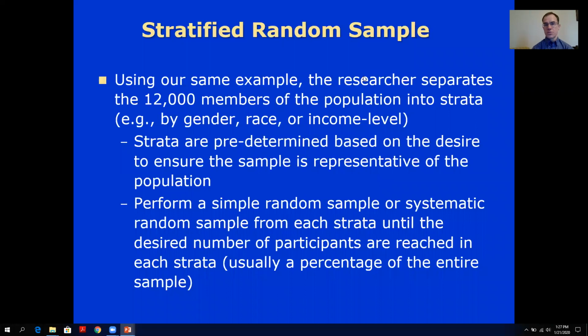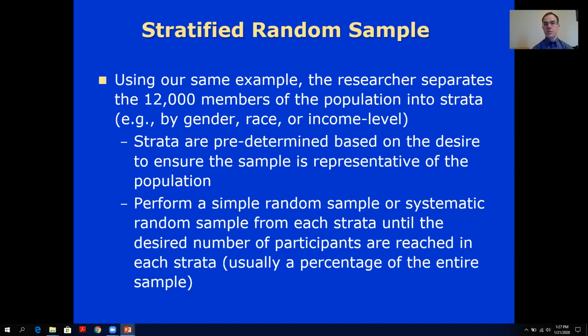Another type of random sampling is called stratified. Using our same example, the researcher would separate the 12,000 members of the population into strata. In other words, they would divide them up maybe by gender, race, or income level. And these are predetermined based on the desire to ensure the sample is representative of the population. And that's how you get a stratified random sample.